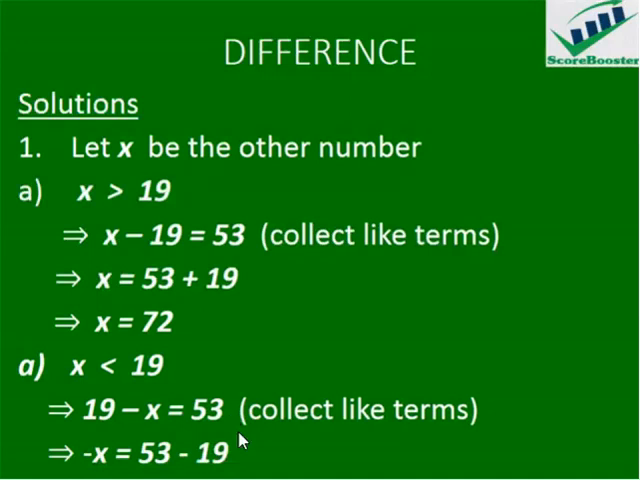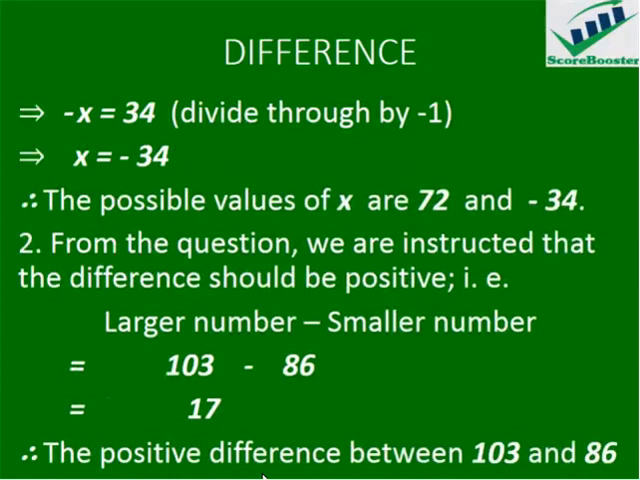53. So those are the two possible values we can have for that number, whose difference with 19 is 53. The two possible values is either the number is greater than 19, which is 72, or the number is less than 19, which is minus 34. And that is considered because we have a positive difference.